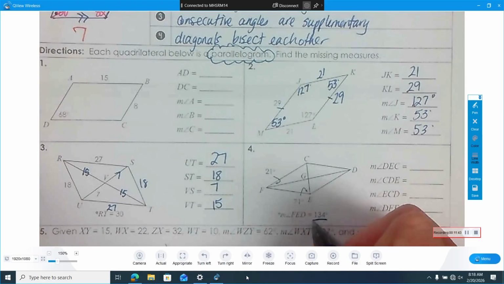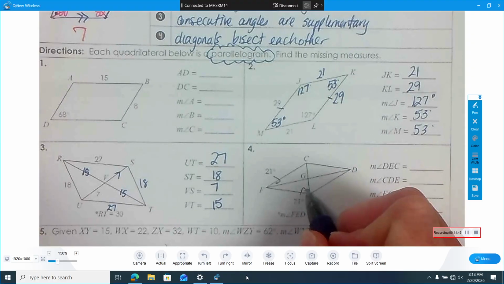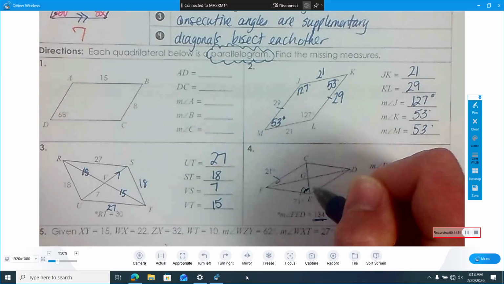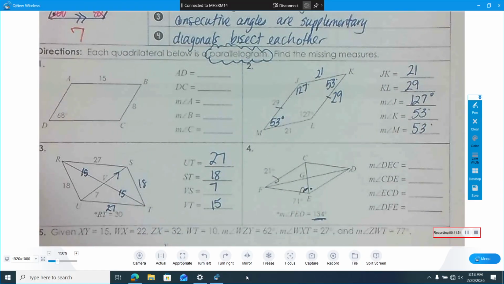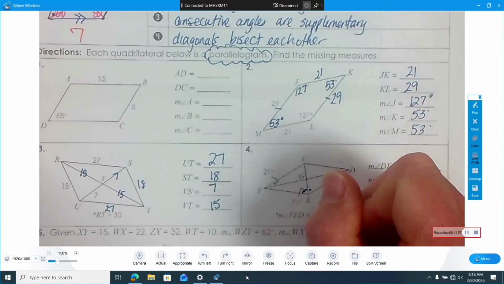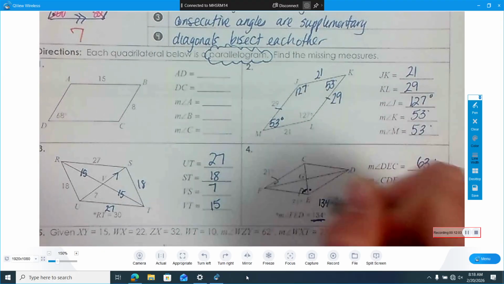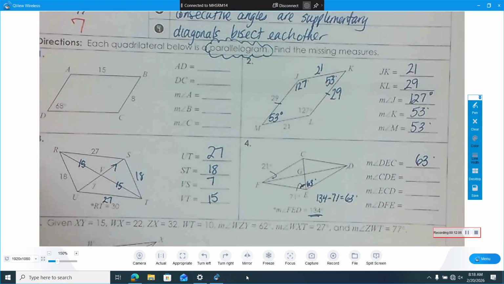Let's see. The whole thing is 134, and we know part of it is 71. We want to know DEC. What is this other side? How'd you get 63? Yeah, 134 minus 71 equals 63 degrees. So that is 63 degrees right there. They do not bisect the angles. So the angles don't get bisected in this. So that's important to recognize. Those angles are not going to be both 21. That happens in another figure, so we have to keep them all straight, okay?